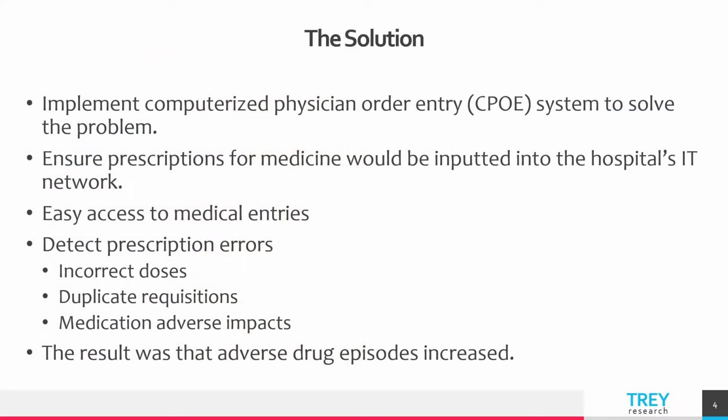After the hospital identified the issue, a solution was rolled out. This included implementing a computerized physician order entry system to resolve the problem. The goal was to ensure prescriptions for medicine would be inputted into the hospital's IT network. It was assumed that employees would have easy access to medical entries. Furthermore, it was expected that the software would help with detecting prescription errors to include incorrect doses, duplicates of requisitions, and adverse impacts of medication.